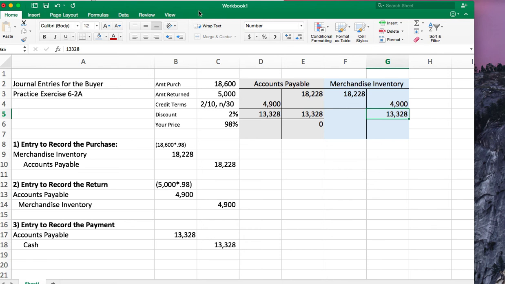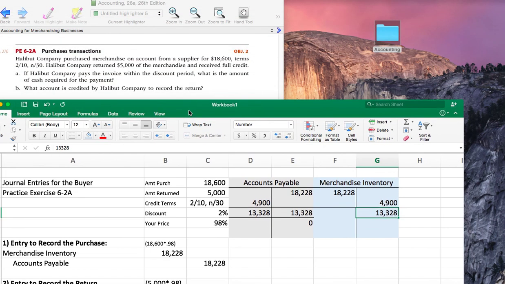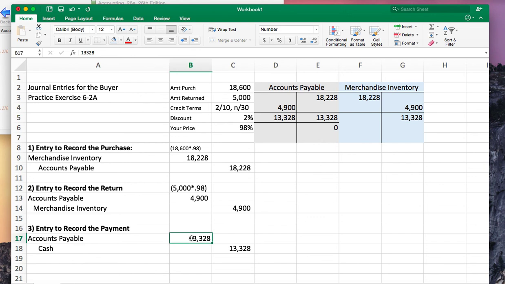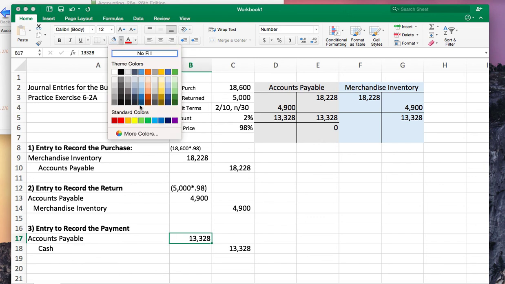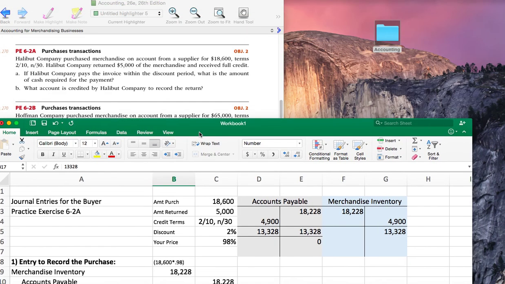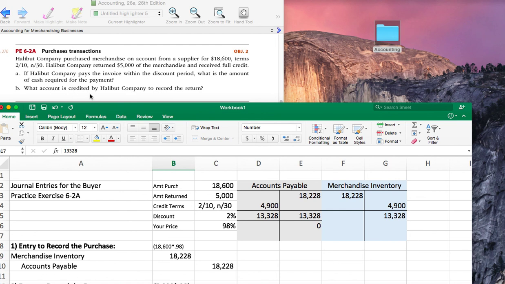Now, if we look back at practice exercise 6.2a, the instructions actually don't tell you to create the journal entries. The instructions actually ask you questions. It's easier to answer these questions if you've gone through the steps to make the journal entries. It says, A, if Halibut Company pays the invoice within the discount period, what is the amount of cash required for payment? Well, we just figured that out, and so the answer to part A would be this amount, $13,328.